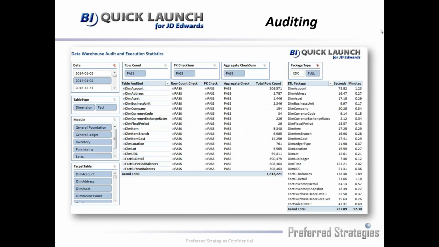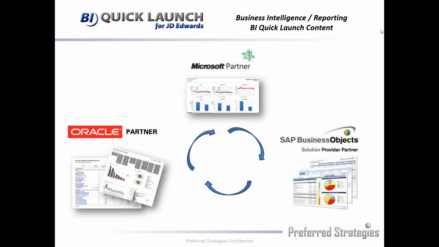And then the auditing, making sure everything's in sync from your source to your target, is also something we help you solidify. And then the front-end content. From our standpoint, we currently support content for Microsoft BI and Power Pivot, Business Objects, Crystal Reports, and Oracle BI Publisher. Any of that content that we implement in Direct Connect or ODS will also be available with the data warehouse.